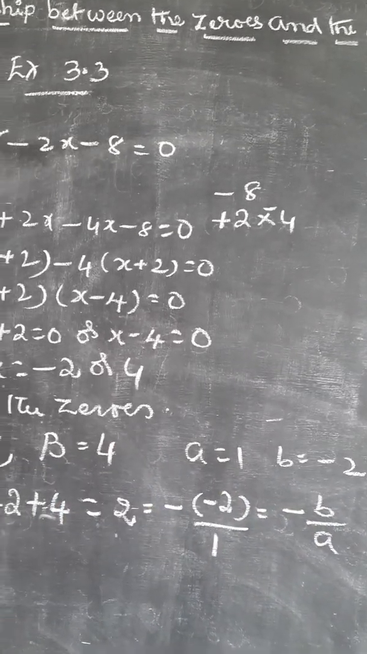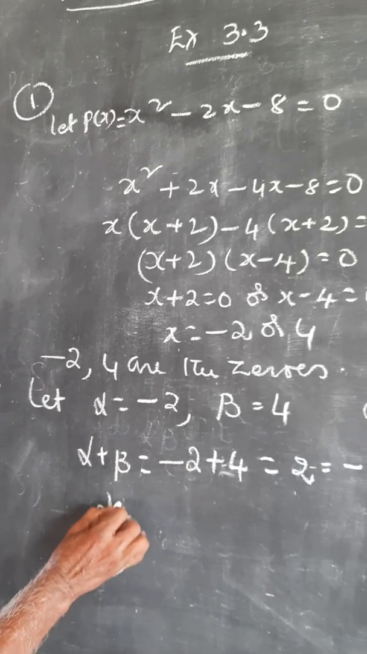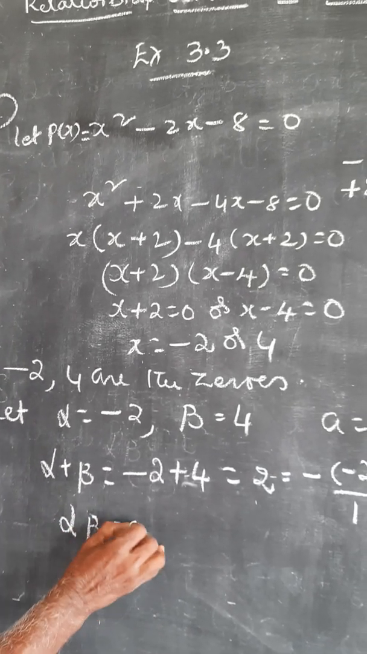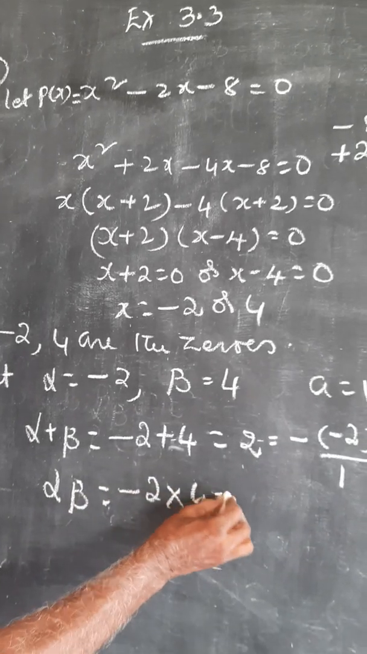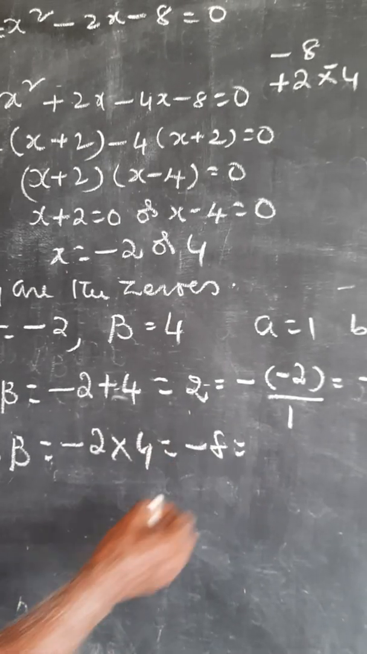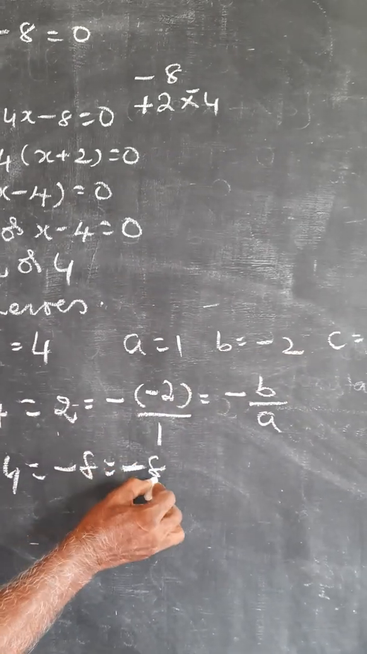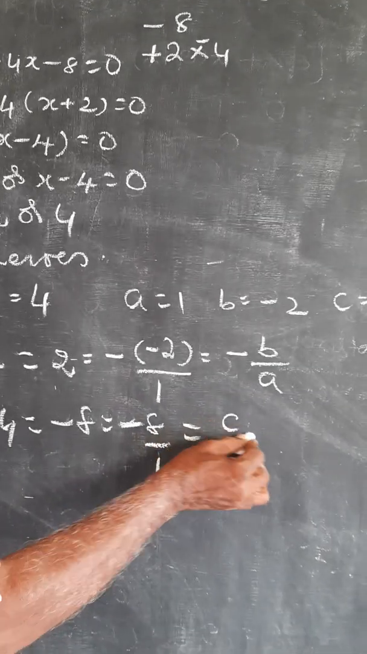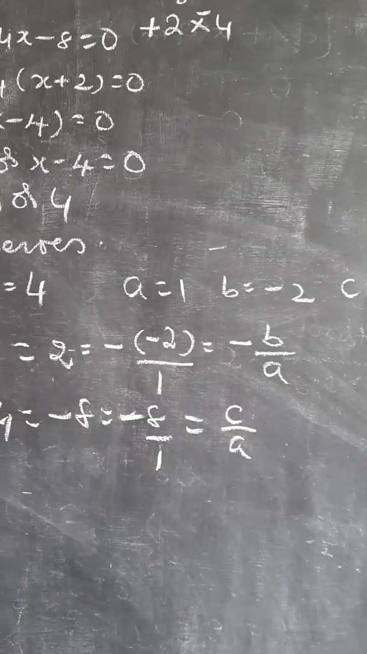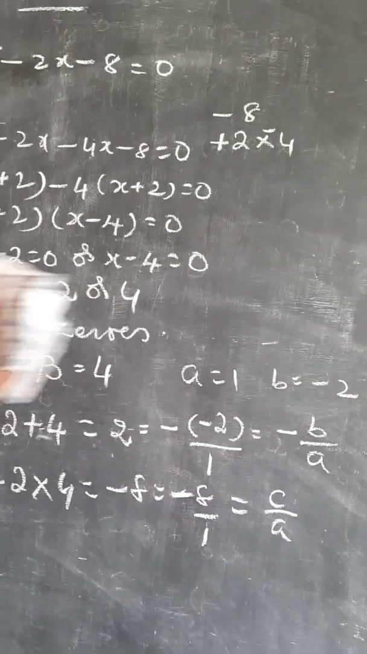So the first formula, the relationship formula, alpha plus beta is equal to minus B by A. Product of the zeros, alpha beta, minus 2 into 4, that is equal to minus 8. And C is equal to minus 8. So that's why keep minus 8 as it is. Minus 8 by 1, you will get C by A. This is the first bit. We will practice the second bit also.